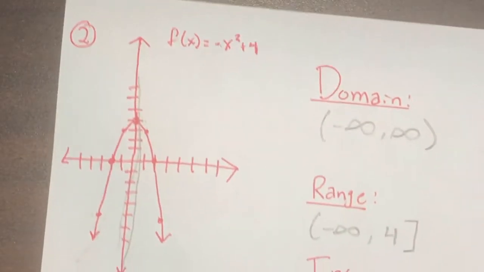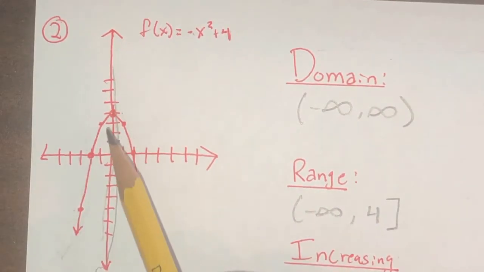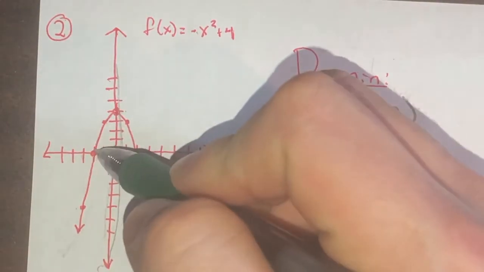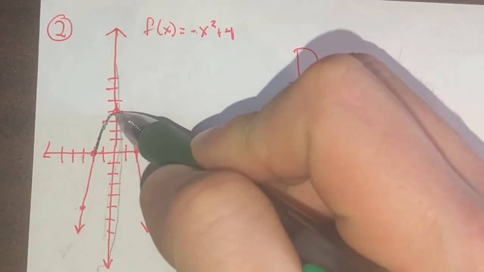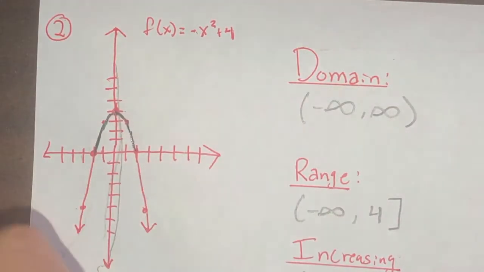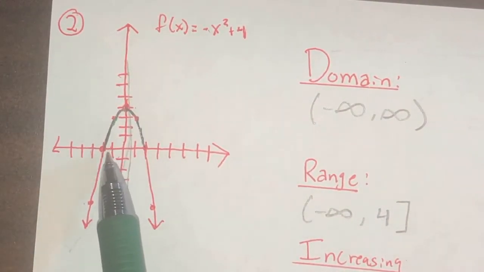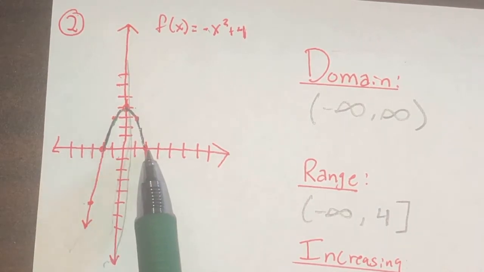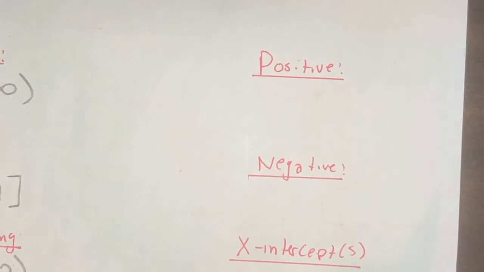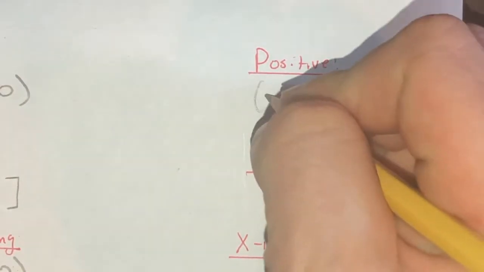Where is this thing positive? Let's take a look. I'm going to trace this with my green pen. Notice here's where it's positive, from negative 2 to positive 2. Remember, do we include the endpoints? We do not.